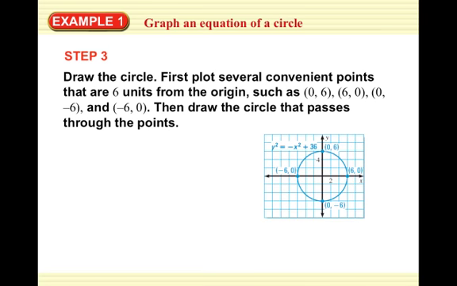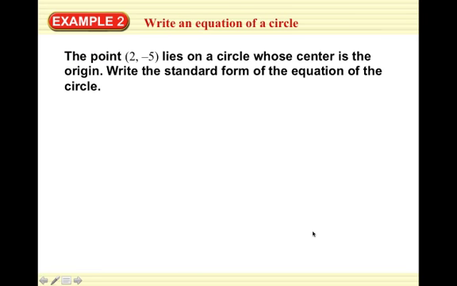So that's step 3. They're just telling you right here, like I did, go 6 up, 6 to the right, 6 down, 6 to the left, and then just draw in the circle. The point (2, negative 5) lies on a circle whose center is at the origin. Write the standard form of the equation of the circle.